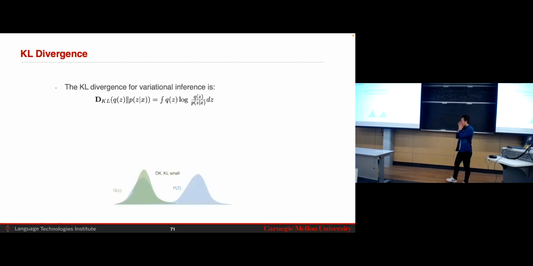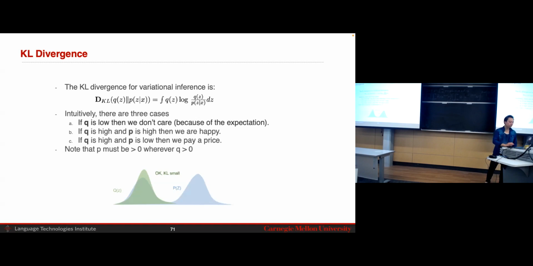So the measure of closeness can be formalized by KL divergence. Some of you have probably seen this KL divergence. The KL divergence between two distributions, Q, the simpler one that you want to choose, and P, the actual distribution, can be written in this form: an integral over Q, log Q over P dz. And the KL divergence has a very nice intuition, right?